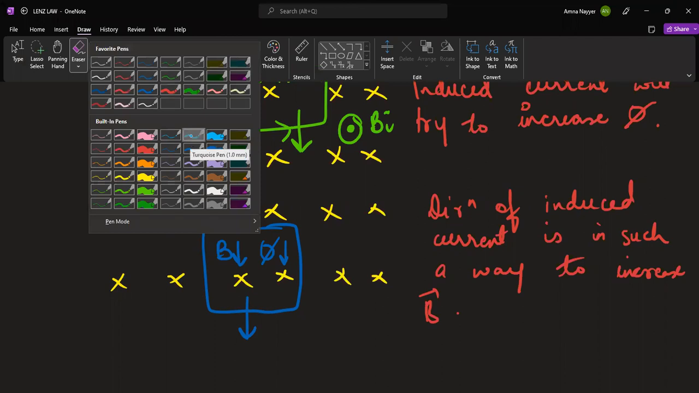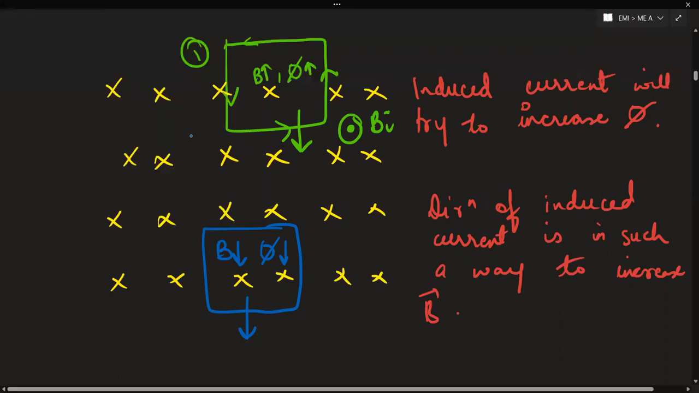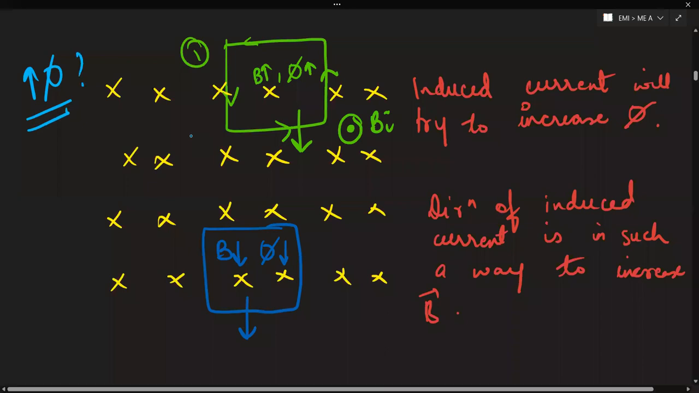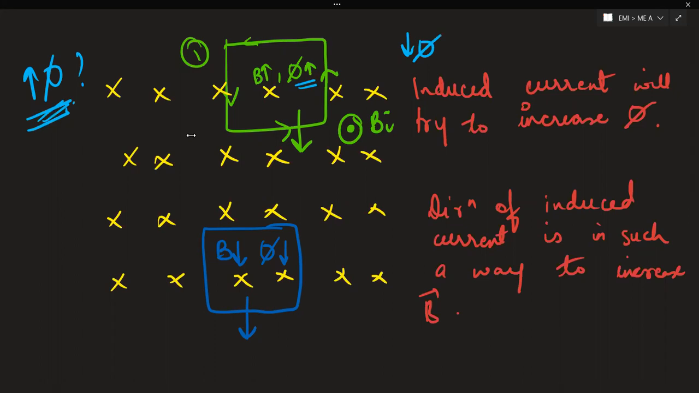Now see, if flux is decreasing, induced current's direction will be in such a way to increase the flux. Why to increase the flux? Because it has to oppose it. In the first part, flux was increasing. So induced current wanted to decrease the flux. In the second part, flux is decreasing. So induced current wants to increase the flux. Whatever will be the cause, it will oppose it. It will just do the reverse. If flux is decreasing, it will not try to decrease it more. It will try to increase it. If it is increasing, it will decrease.